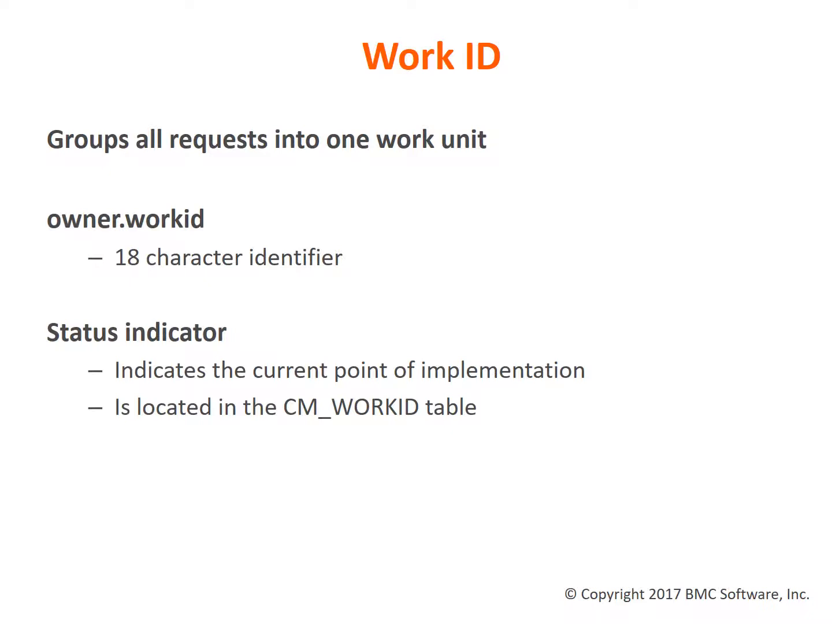Just like a DB2 table, a Work ID has a two-part name, the owner and the name. The name can be up to 18 characters. Once a Work ID is created, information regarding that Work ID is stored in the Change Manager Work ID table. The status of the Work ID as to where you are in the process is maintained in this table.